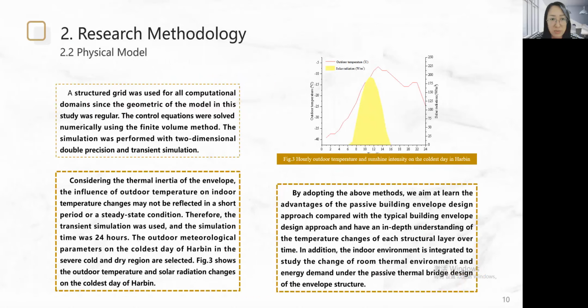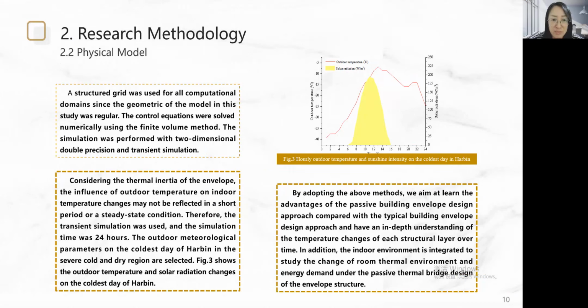A structured grid was used for all computational domains since the geometry of the model in this study was regular. The control equations were solved numerically using the finite volume method. The simulation was performed with two-dimensional double precision and transient simulation, considering the thermal interior of the envelope.